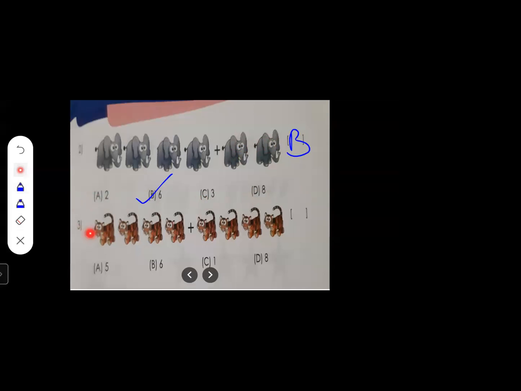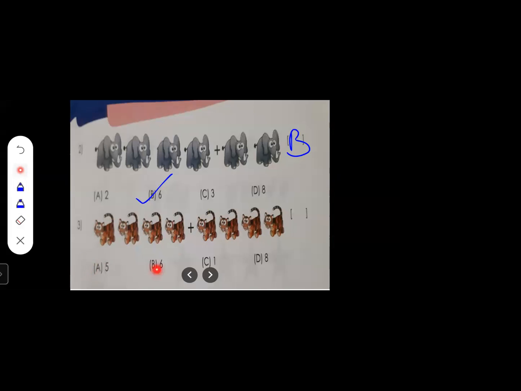Now the next one, what do you see? Tiger is there in the picture. Yes. Now see. 1, 2, 3, 4. 4 tigers are there over here. So what we have to do? We have to do 4 plus 4. So altogether, how many tigers will there be, students? 1, 2, 3, 4, 5, 6, 7, 8. 8 tigers. So what will be the answer?